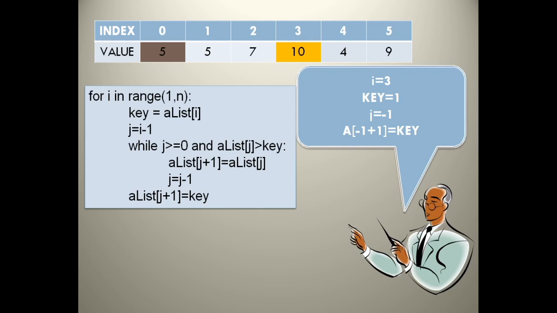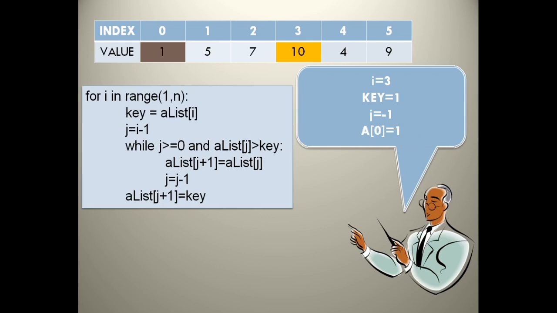It comes out, then here the 1 will be copied in the first place. You can see here 1 will be copied in the first place. So therefore 1, 5, 7, 10. Now first 4 elements are in sorted order and 4 and 9 are in unsorted order. Now we'll pick the element 4.